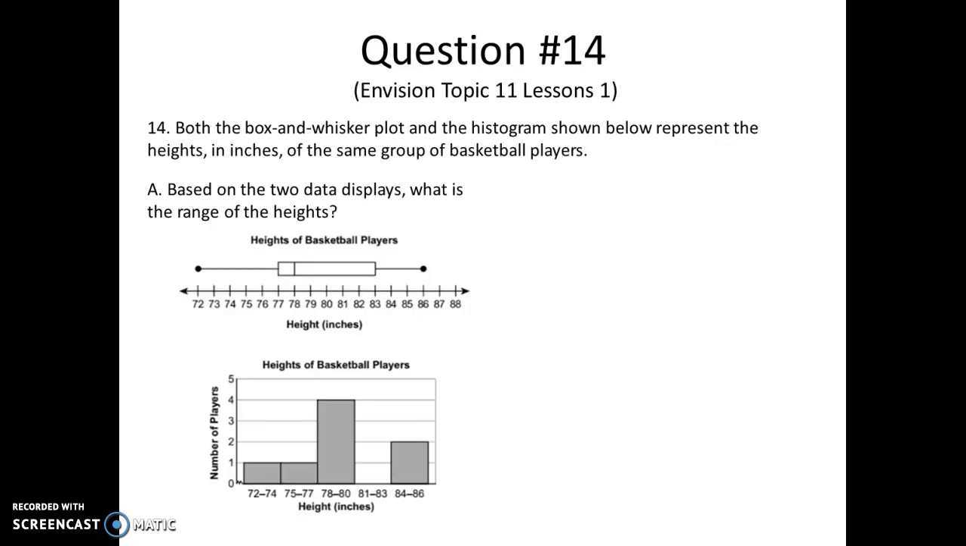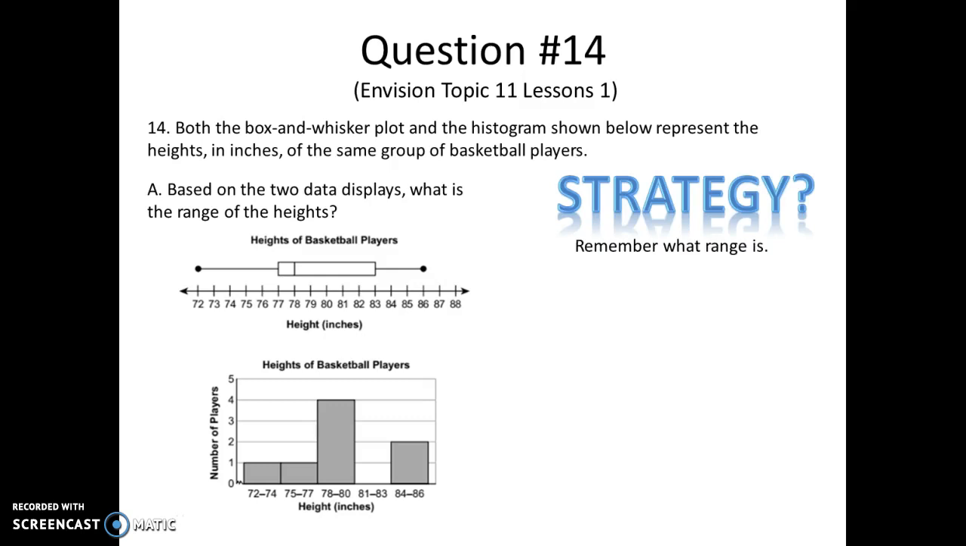Question 14. Both the box and whisker plot and the histogram below represent the heights in inches of the same group of basketball players. That's key. It's the same group of basketball players. Based on the 2 data displays, what is the range of the heights?